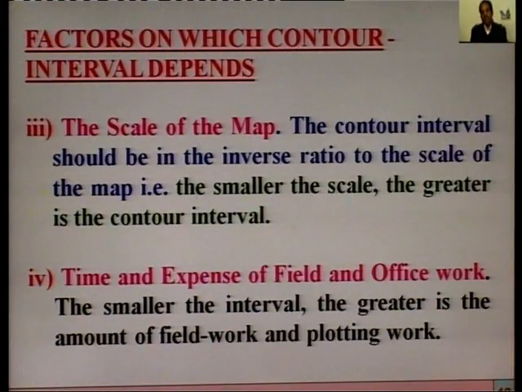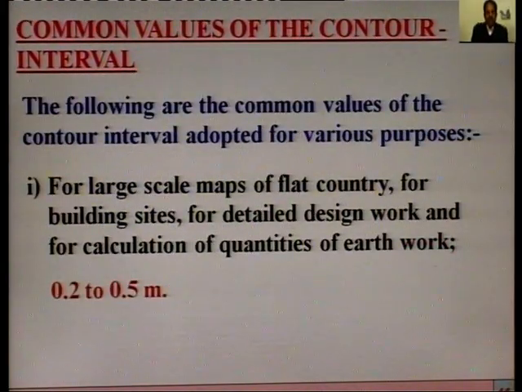Third is the scale of the map. The contour interval should be in the inverse ratio to the scale of the map. That is, the smaller the scale, the greater is the contour interval, and vice versa. Fourth one is time and expense of field and office work. The smaller the interval, the greater is the amount of field work and plotting work. That is, if we keep a small contour interval, we will have a great amount of field and plotting work.